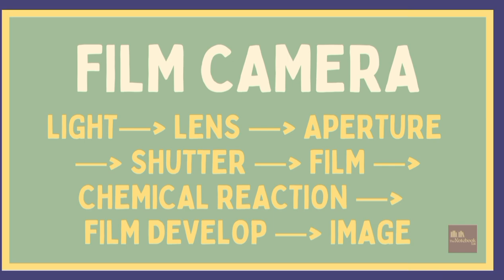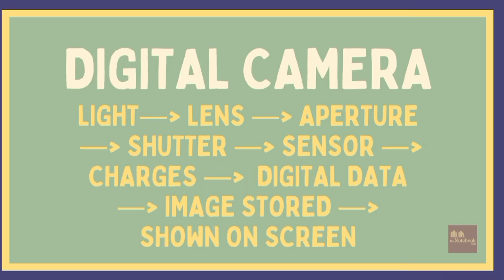Okay, so as I said, flowchart. In a film camera, light goes through the lens, then from the lens it goes to the aperture, the shutter, it goes to the film, a chemical reaction takes place, and you can see the image when the film is developed. Okay. In a digital camera, light goes through the lens, then the aperture, then the shutter, then the sensor. It is converted into electric charges. It is formed into digital data, and the image is stored, and then it can be seen on the screen, and you can also get it printed.